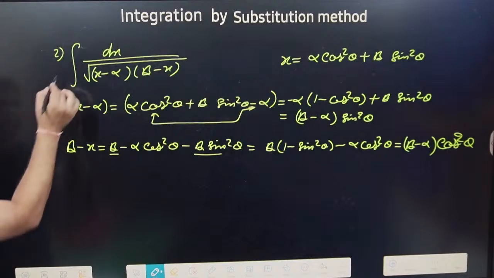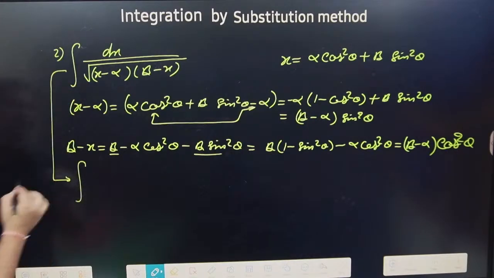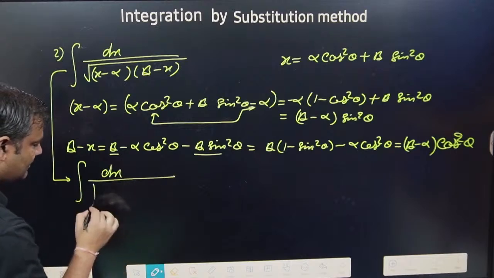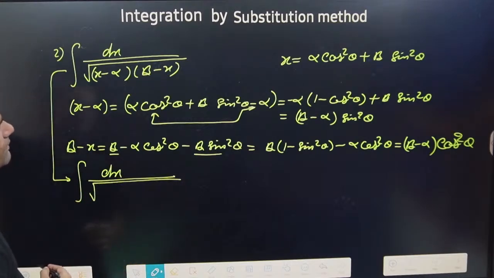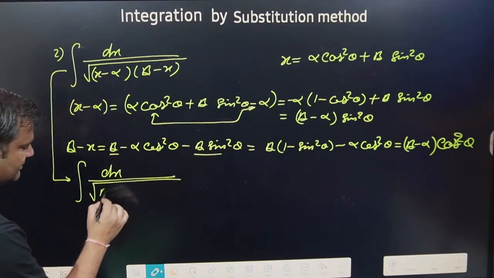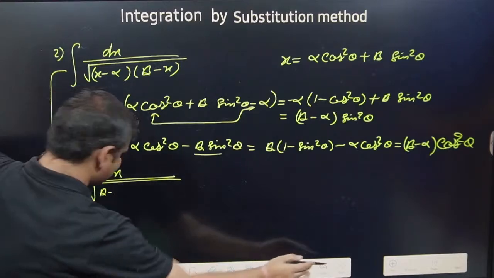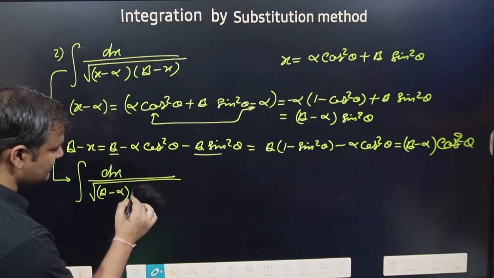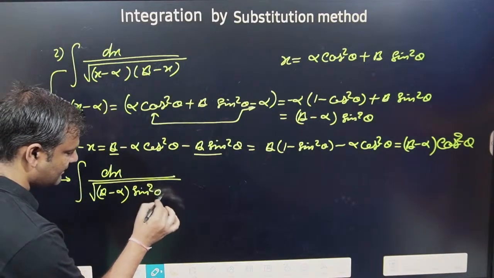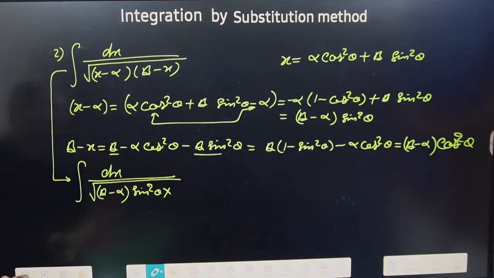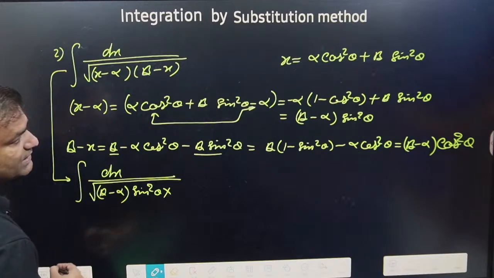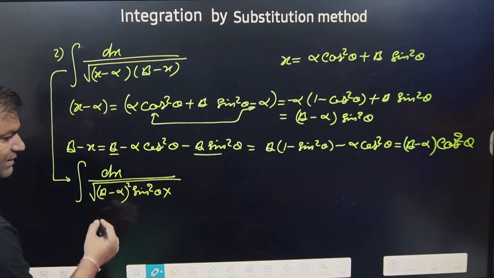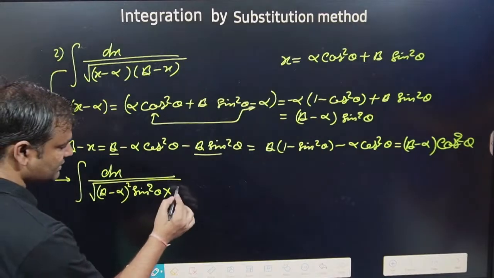Okay, so look here, the integration of dx divided by under root of x minus alpha, that is beta minus alpha into sin square theta, into beta minus x replaced by beta minus alpha again, so beta minus alpha to the whole square, and here cos square theta.